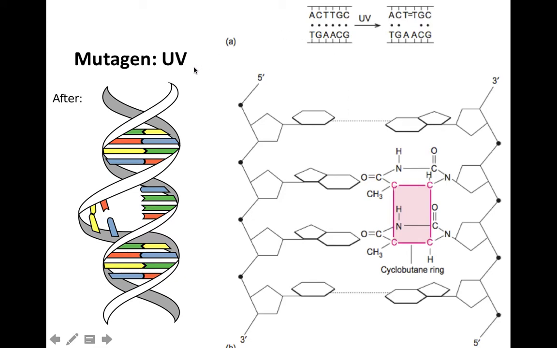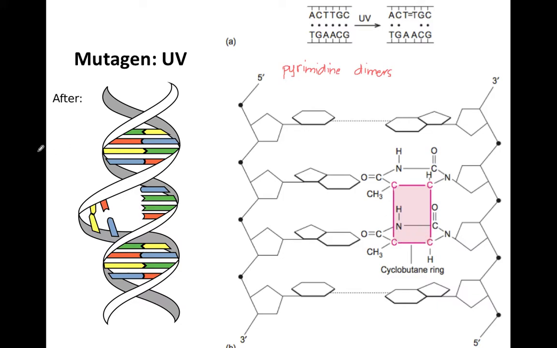Another damage can be caused by UV, or ultraviolet. The usual effect of UV is that if you have two thymines that are adjacent to each other, in the presence of UV, they form pyrimidine dimers, meaning that the two thymines have interacted with each other. So this is one thymine, and this is another thymine. In the presence of UV, they interact with each other and form this four-membered ring, which we call a cyclobutane ring.